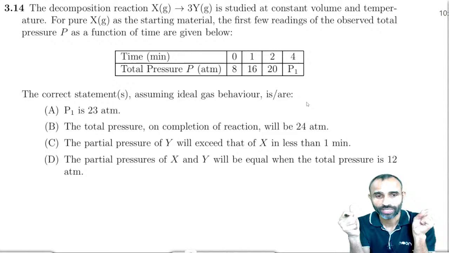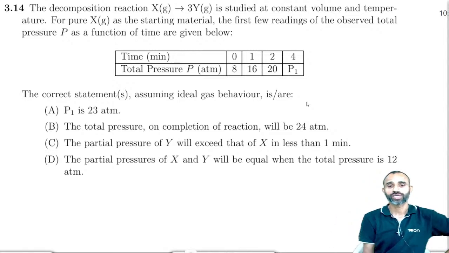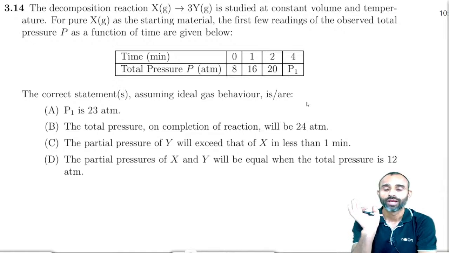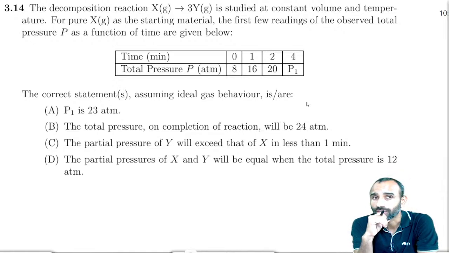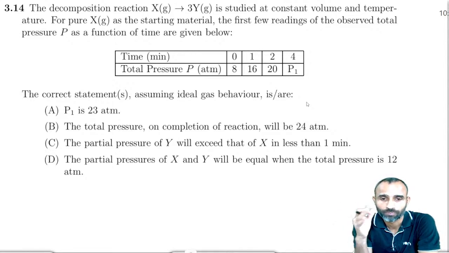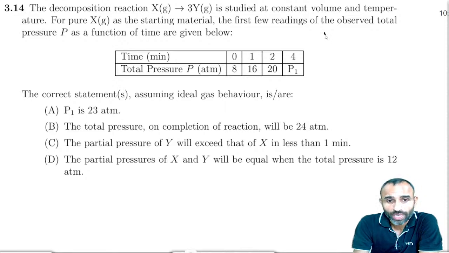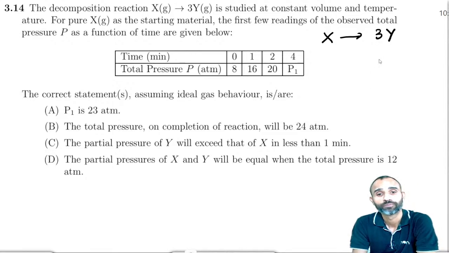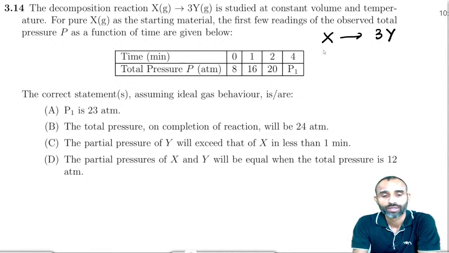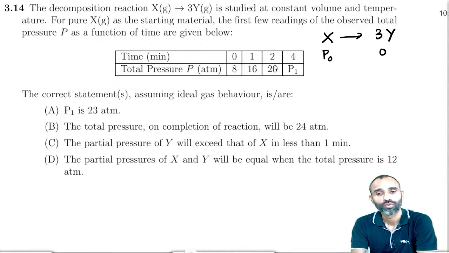Again a question from NEST. Decomposition reaction X goes to 2Y studied at constant volume and temperature. For pure X gas starting material, first few readings of the observed total pressure P as a function of time are given. Have X, Y. Initially, let us say P naught at time t equal to 0.